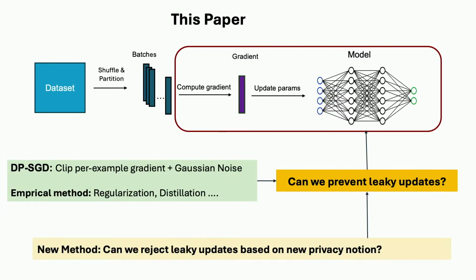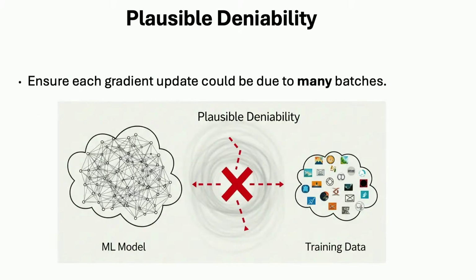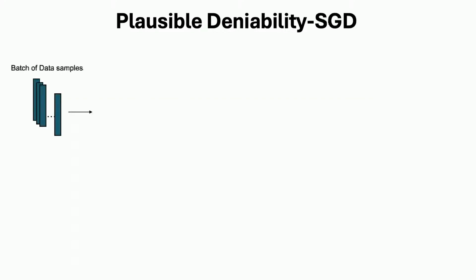And that's basically the main idea that I'm going to explain in more detail: to come up with a test here so that we can look at the gradient and say, is this gradient leaky? Or does it reveal too much information? In case it reveals, you just throw it away and you repeat the process, okay? And we call this notion plausible deniability, and I will explain to you why in a minute. I don't have a lot of time here.